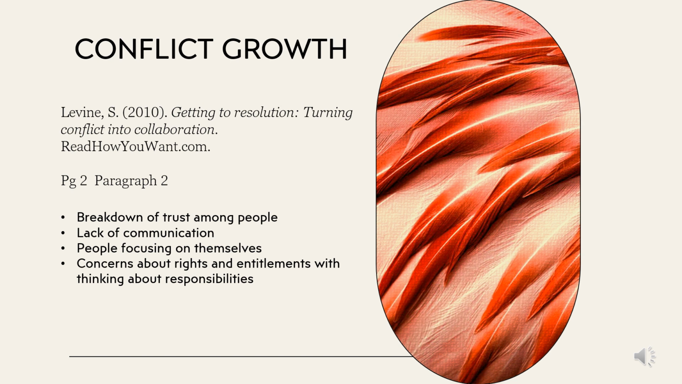The next slide, obviously, is going to be conflict growth. I chose Levine, Getting to Resolution. It's on page 2, paragraph 2. With conflict growth, it's talking about how it breaks down the trust among the people that are involved in the conflict. It's the lack of the communication. There is no communication when it comes to conflict growing. And people end up focusing on themselves, and it becomes more self-centered, more selfish. They're worried about how it looks for them compared to how it'll look as a collective unit. The concerns about the rights and entitlements with thinking about responsibilities.